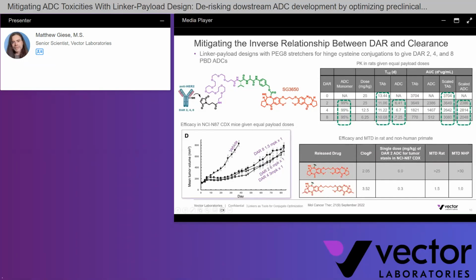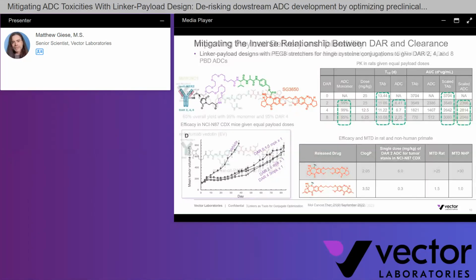Furthermore, if you note the difference in the PK parameters between the total antibody and the ADC, they suggest linker payload loss. However, the tolerability studies show that the penalty for this is not as severe with these lower potency payloads. So this example demonstrates that this optimal linker payload design with the PEG-8 stretcher can reduce aggregation and accelerated clearance and improve the tolerability.